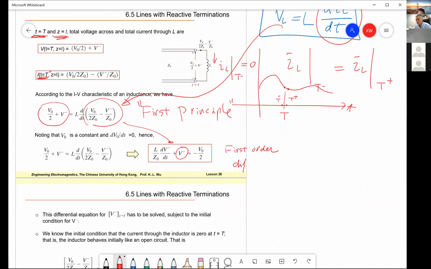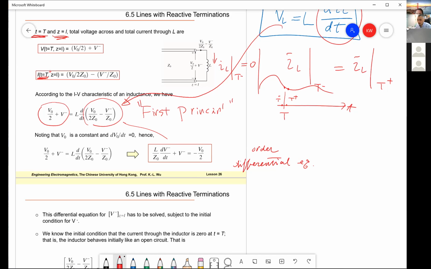Differential equation. Okay, first order differential equation, right? If you look at this first order differential equation, we have it equal to something which is not constant. That means this is an inhomogeneous differential equation. We know the inhomogeneous differential equation solution is composed of two terms. One is the homogeneous equation solution, one is the steady state solution, right?